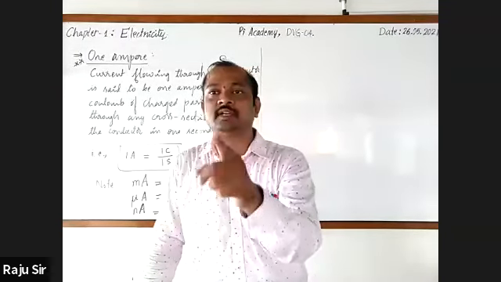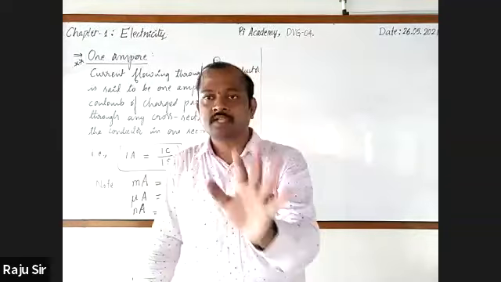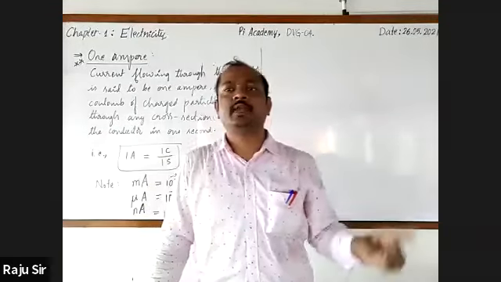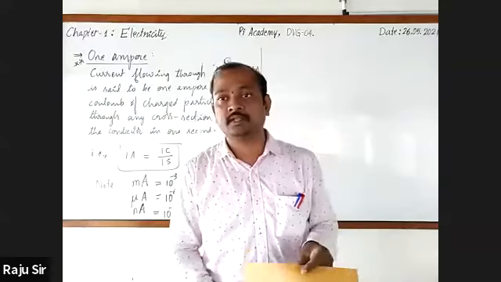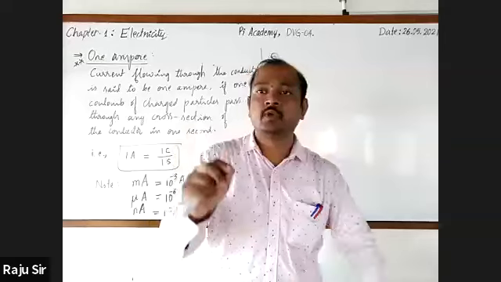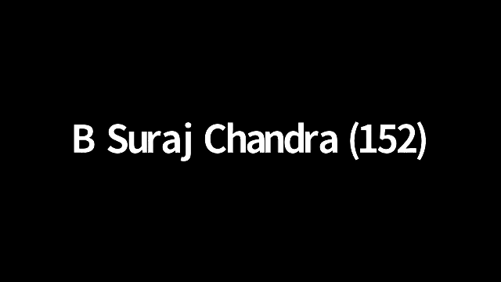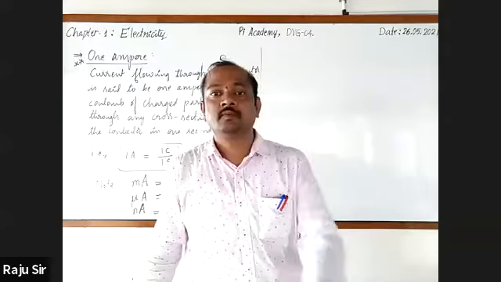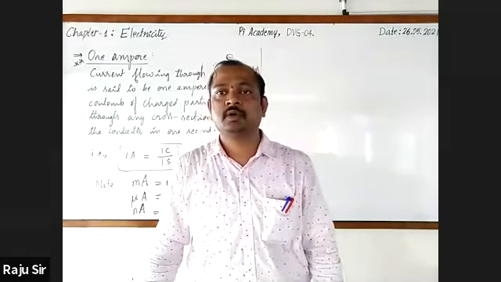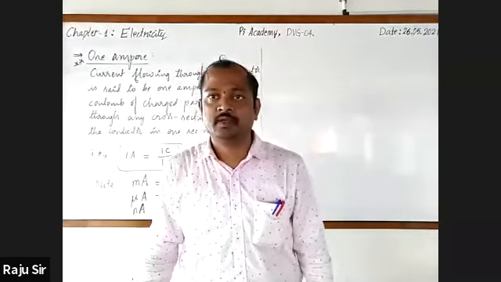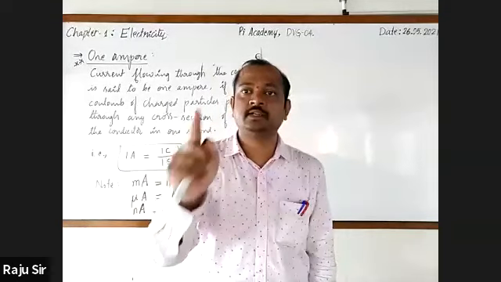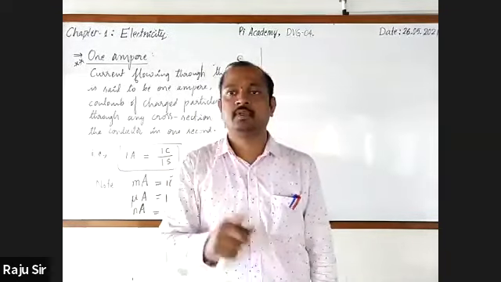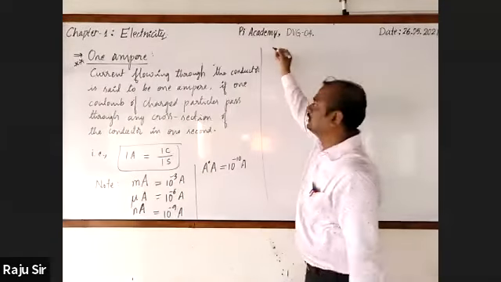The current detecting device. Once again, when a very small amount of electric current is flowing in the conductor, the ammeter will not take the readings. Under such condition, we go for using one device to check the current. Microammeter. It is very good. It is galvanometer. Galvanometer, it is a current detecting device. Remember. So, regarding the devices.